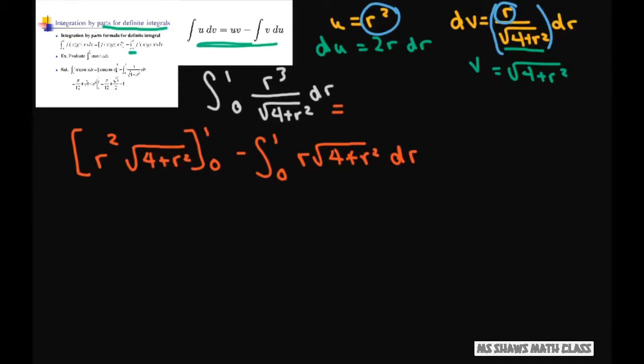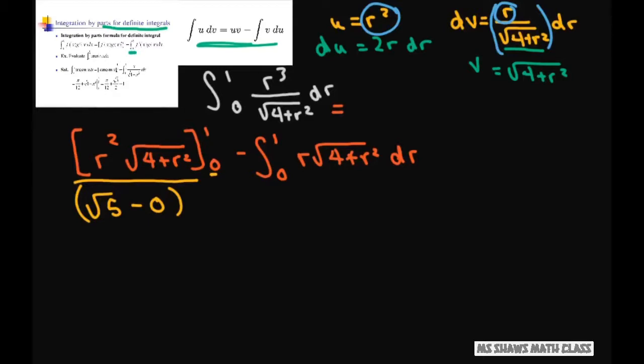All right, so for this first piece, let's go ahead and evaluate that. If I plug in 1, I'm just going to get the square root of 5. And when you substitute your 0, you're just going to get 0. So that's minus 0 there.